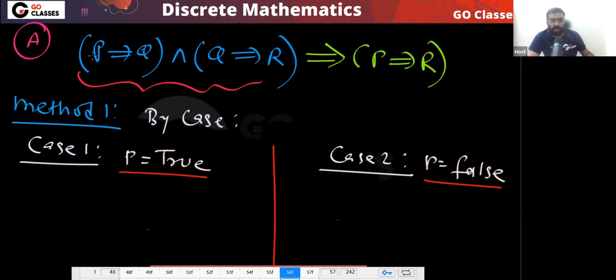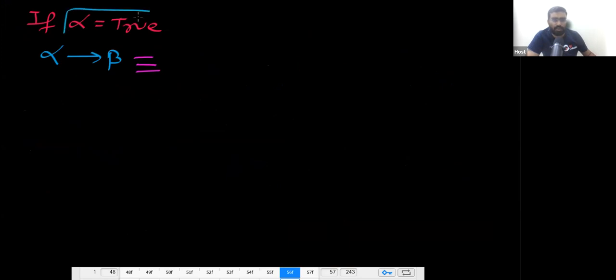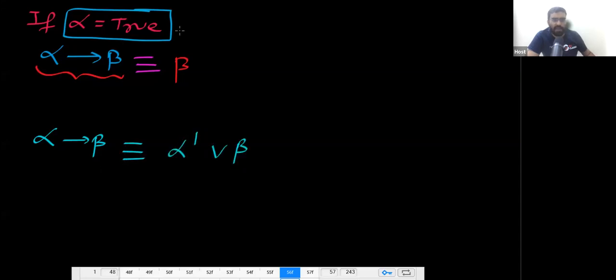Now when P is true, let's call this formula option A. I am calling this LHS and this RHS, because this is the implication. If P is true, what is LHS? Whenever you have alpha implies beta, if alpha is true, then this is equivalent to beta, because alpha implies beta is equivalent to alpha dash or beta. If alpha is true, then alpha dash is false, and false or beta is beta. So if alpha is true, alpha implies beta is beta.